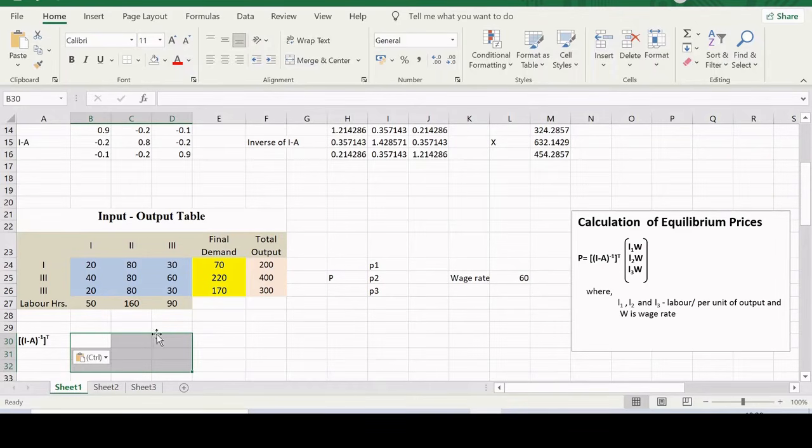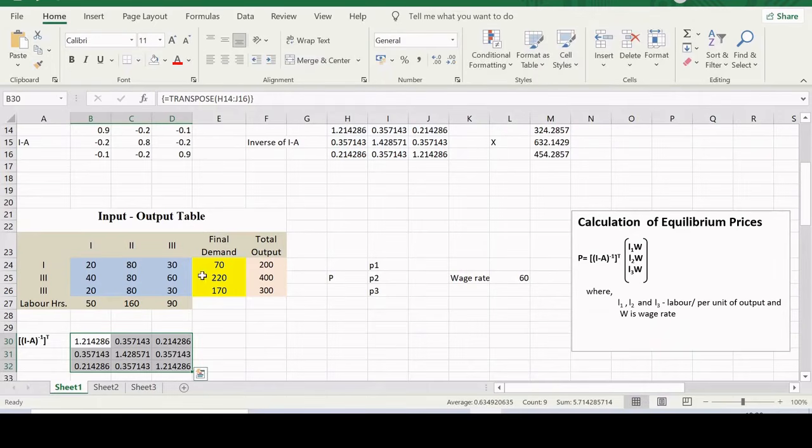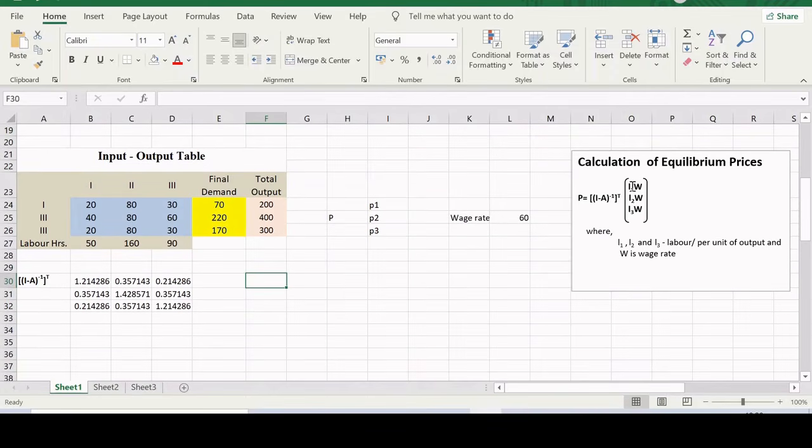So after selecting the range for a 3 by 3 order matrix, I use the transpose function, and now enter the array that we want to transpose. So it is the inverse of the I minus A matrix, and after this, to get the result, Control Shift and Enter. So we got the transpose of (I minus A) inverse.